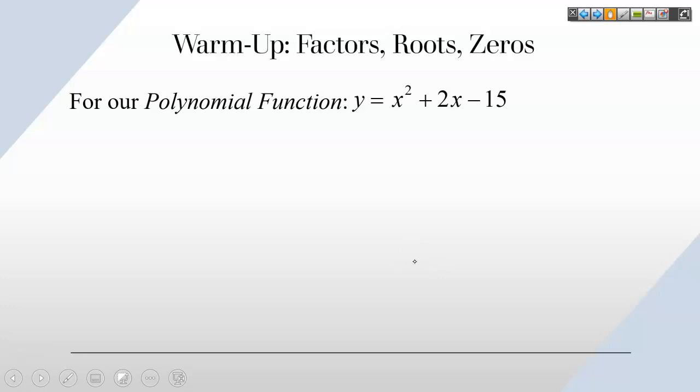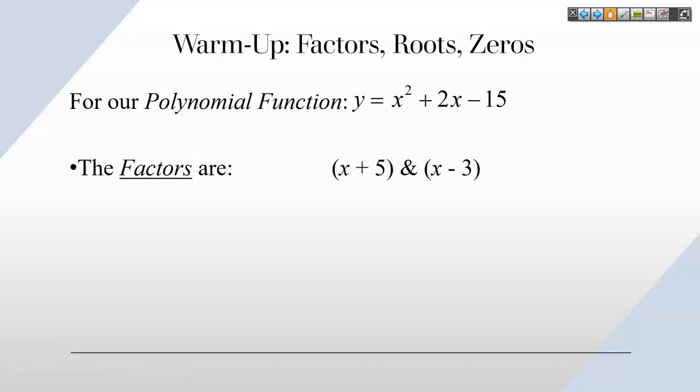In the warm-up, you're given the quadratic function x squared plus 2x minus 15. The factors of that quadratic function would be x plus 5 and x minus 3, so that's a factorable function. When you hear the word factors, you're thinking of those 2 parentheses being multiplied together. If it's a cubic or a quartic, then those 2 parentheses change to 3 or 4.